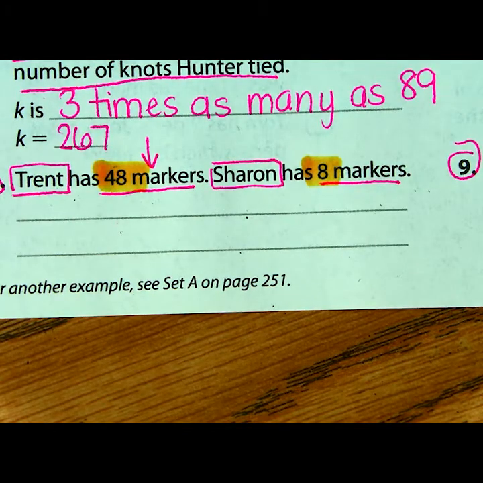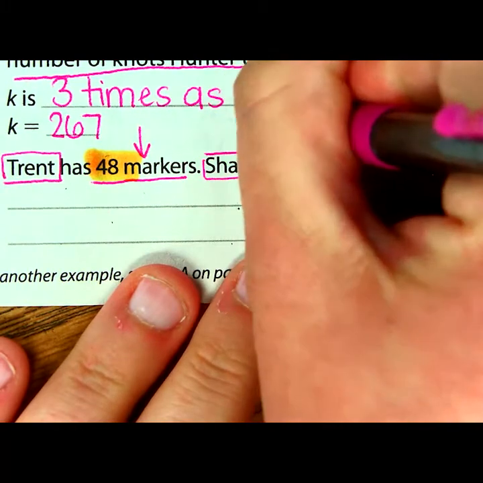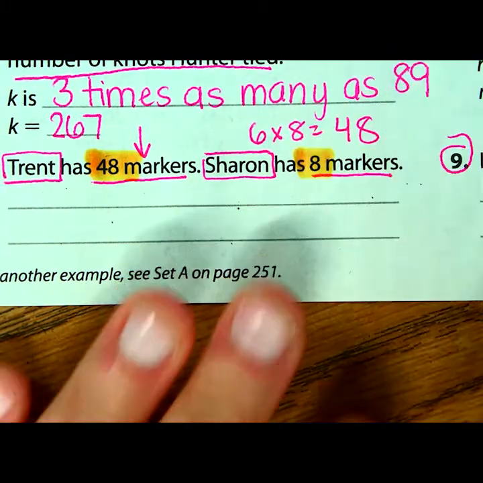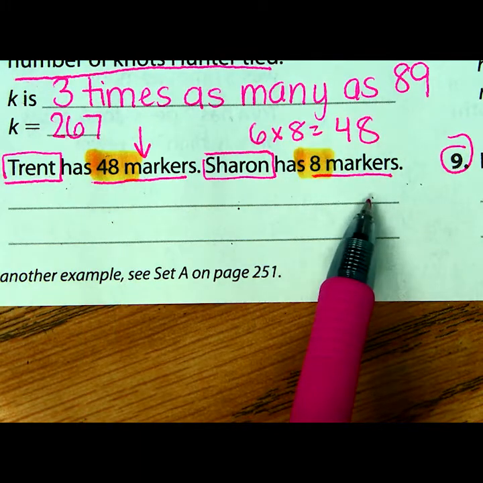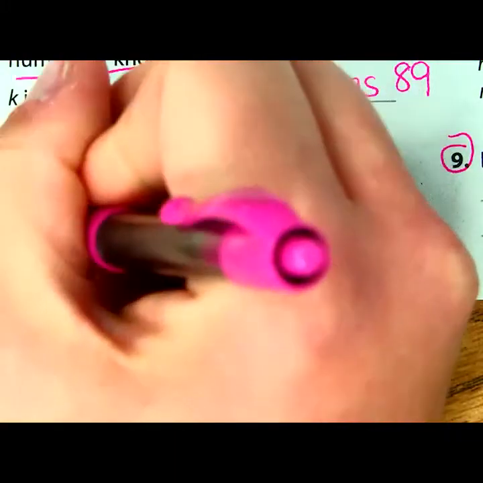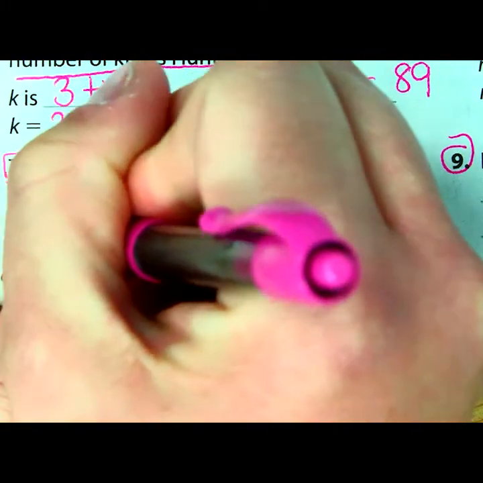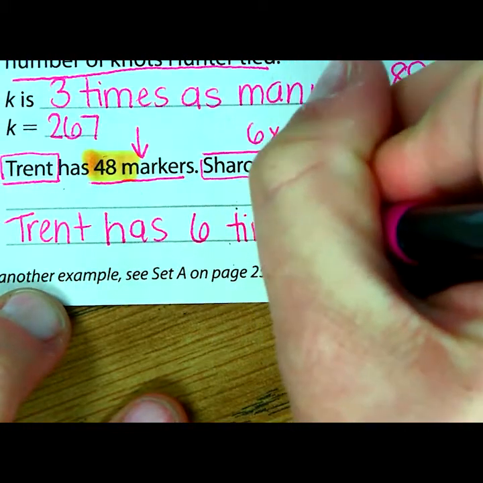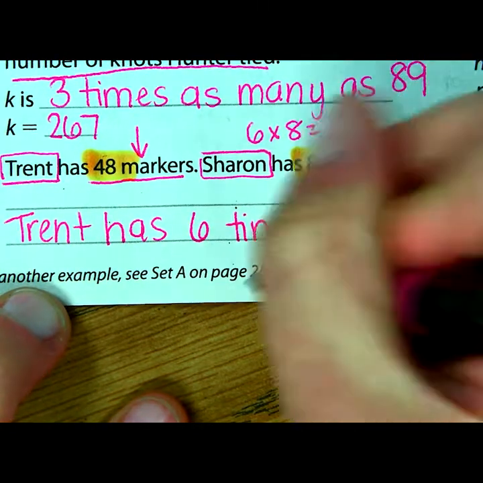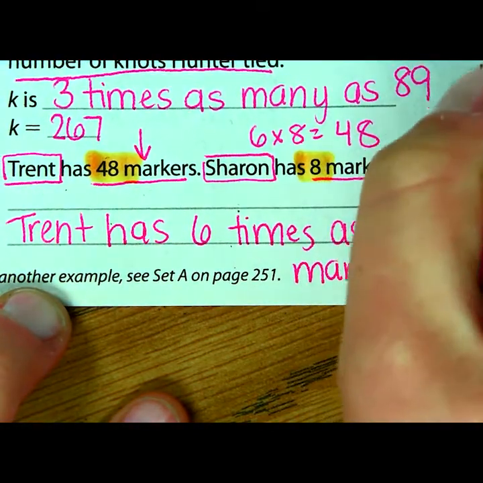A lot of you know that 6 times 8 is 48, so maybe that's what you're thinking in your brain. So I could say that Trent has 6 times as many markers as Sharon. Trent has 6 times as many. I'm just going to squeeze it in there. I should write as Sharon, but I'm not going to.